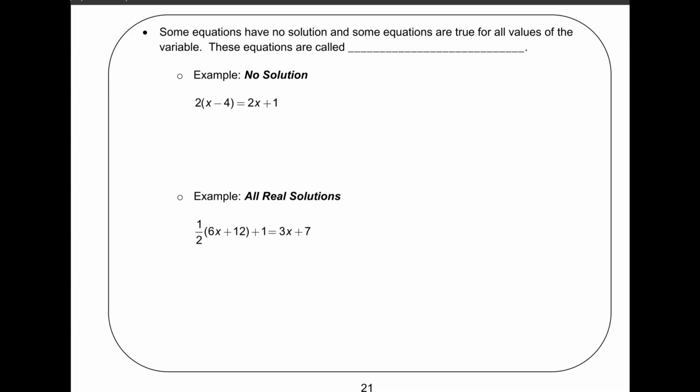All right, some variables have no solution, and some equations are true for all values of the variable. These, what? What's wrong? Yeah. You do have to. What? Yes, the hats. So so many questions.